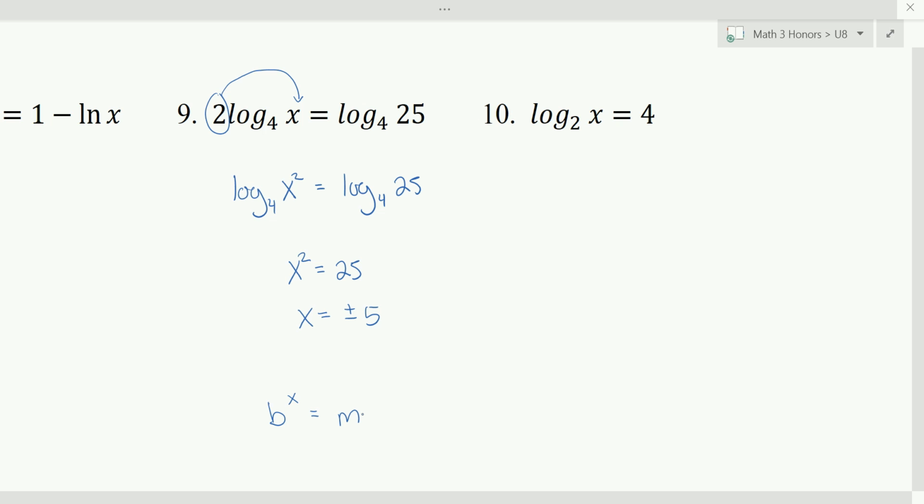Now, if I was solving for the exponent, could the exponent be negative? Yes. So you got to be careful. Some things are allowed to be negative, some things are not allowed to be negative. So in this case, we're only going to accept 5 as the answer.